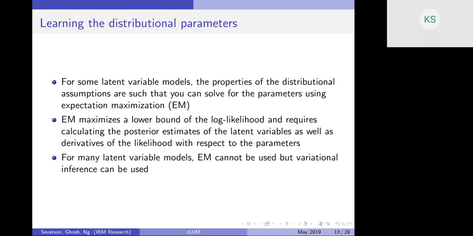So in order to use these, we need to learn the distributional parameters. And for a small class of models, the properties are such that we can learn them using expectation maximization. And what expectation maximization does is it maximizes a lower bound of the log likelihood. And in order to do that, it requires calculating the posterior estimates of the latent variables as well as the derivatives of the likelihood with respect to the parameters. For many types of latent variable models, this isn't tractable, and instead variational inference is used.